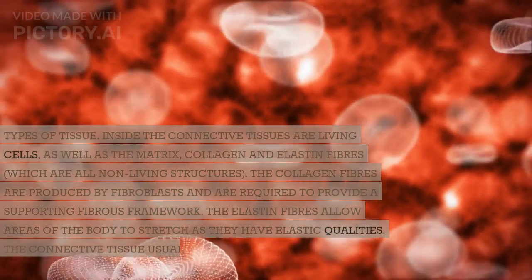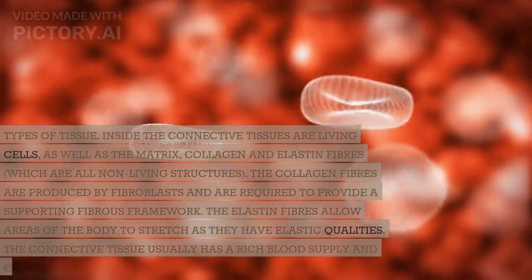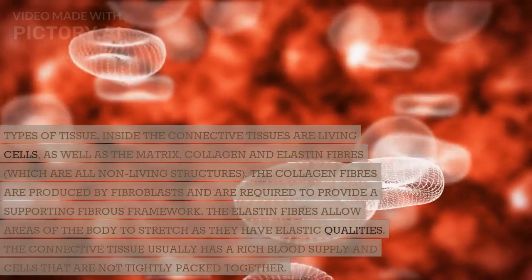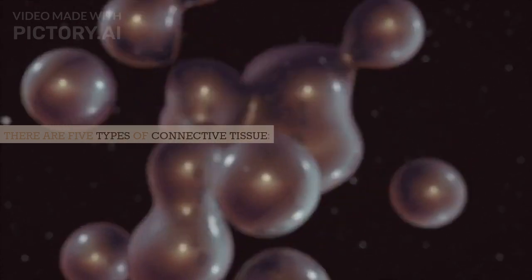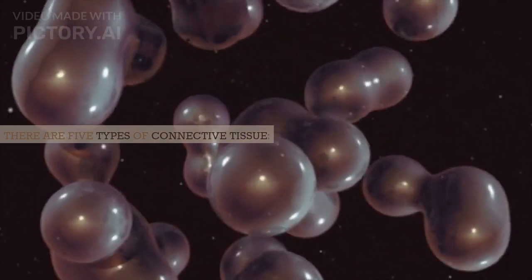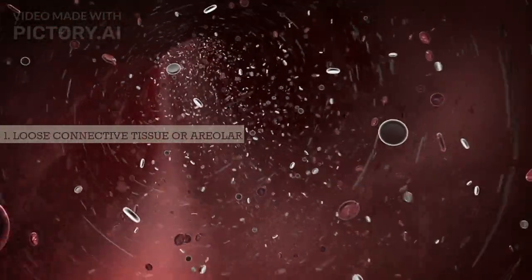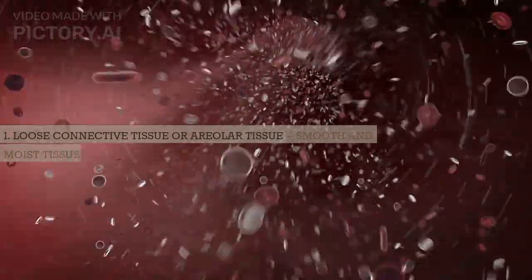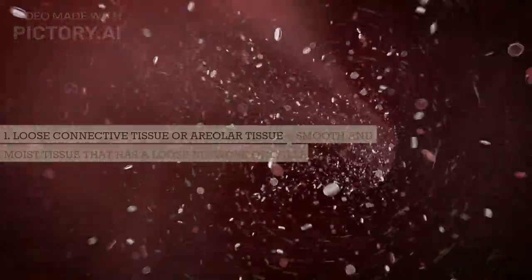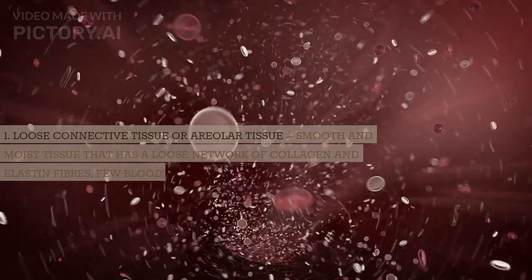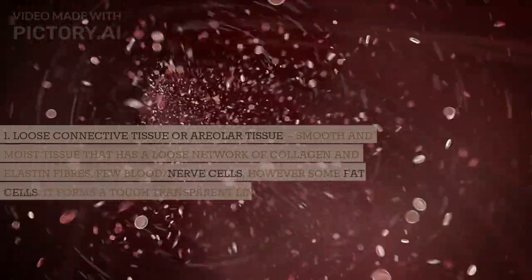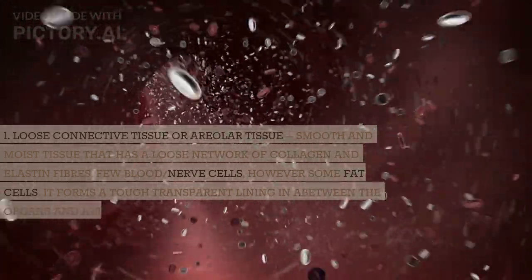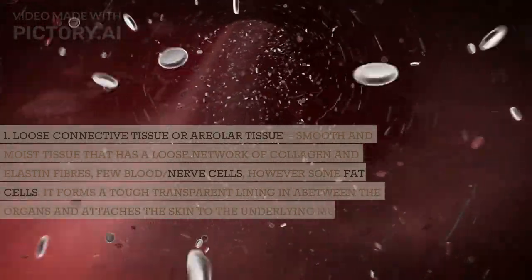The connective tissue usually has a rich blood supply and cells that are not tightly packed together. There are 5 types of connective tissue. 1. Loose connective tissue or areolar tissue, smooth and moist tissue that has a loose network of collagen and elastin fibers, few blood/nerve cells, however some fat cells. It forms a tough transparent lining in between the organs and attaches the skin to the underlying muscles.